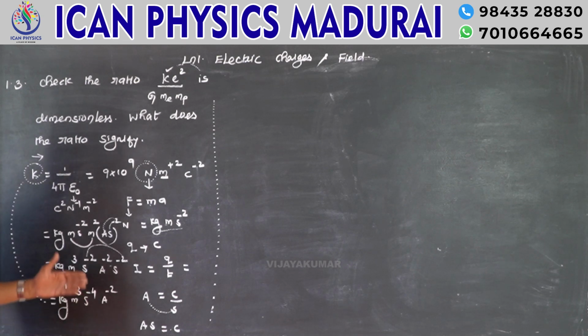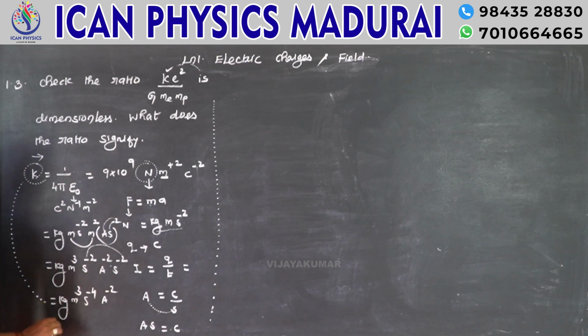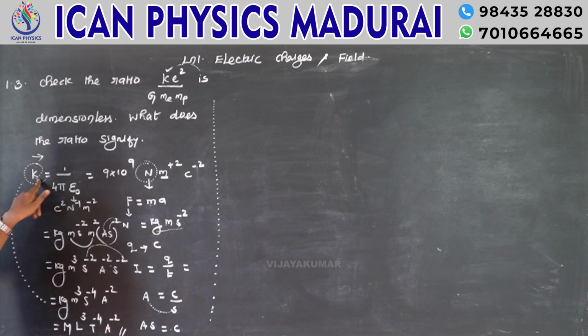Now convert the unit into dimensional formula. For kilogram, M. For meter, L cubed. For second, T power minus 4. For ampere, as it is, A power minus 2. So this is the dimensional formula for K.